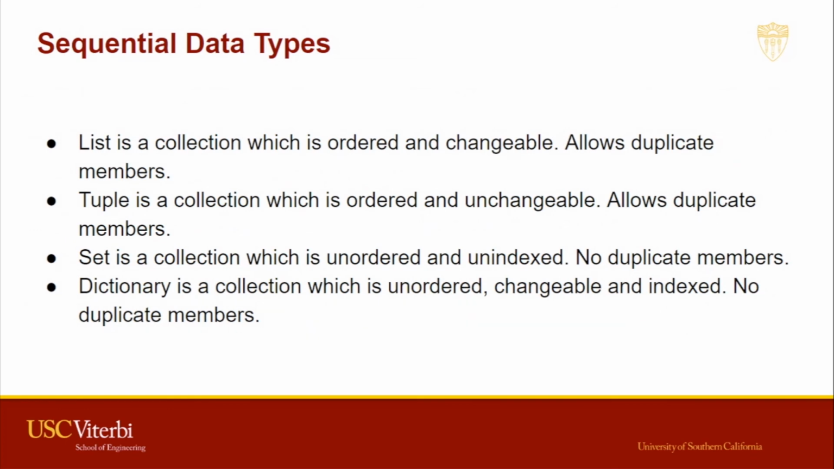Now there are four kinds of sequential data types: a list, a tuple, a set, and a dictionary. Now a list is basically a collection which is ordered and changeable, and it allows duplicate members. That is, it is just like your grocery list. You can order it according to yourself and you can add and remove items from it. And when you buy something which has quantity greater than 1, that means it allows duplicate members.